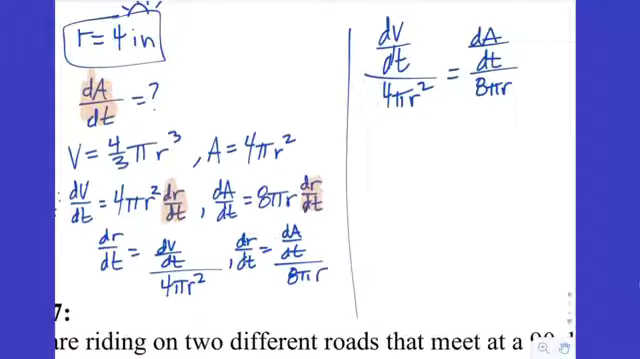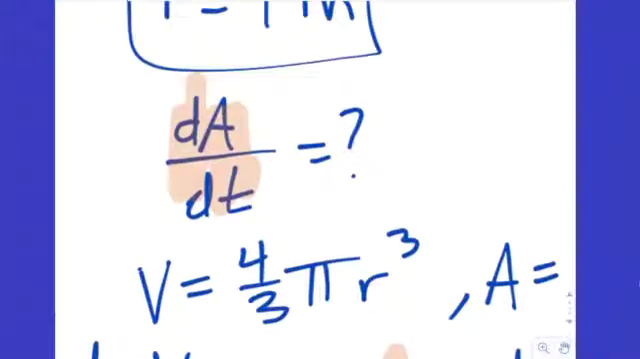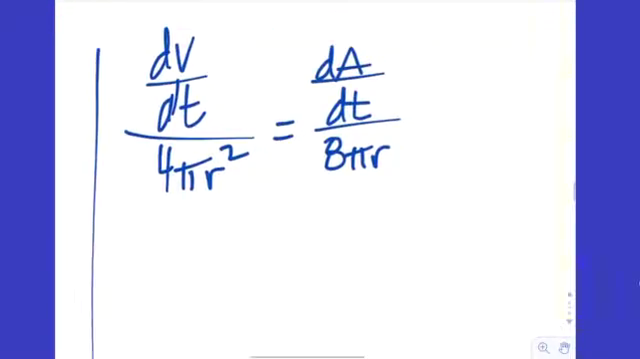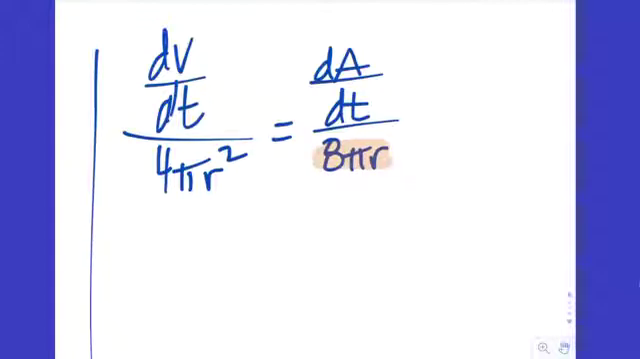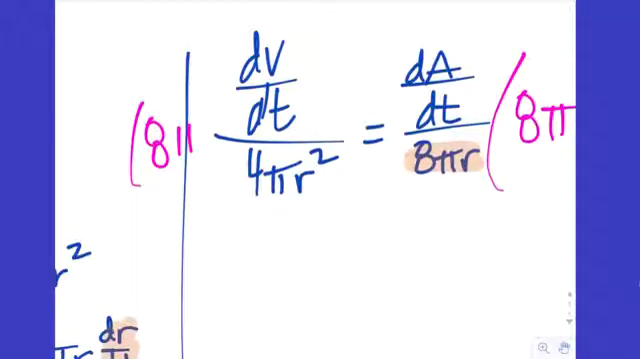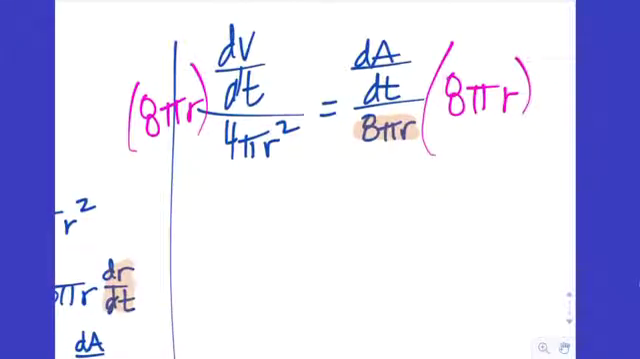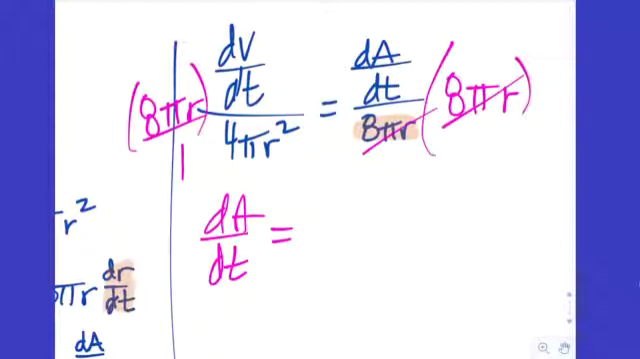And now you can plug in and then solve, or solve and then plug in. Because you have pi's and r's on both sides, I'm kind of curious what this would look like if we just keep going. If we're looking for dA/dt, it should be easier to solve for dA/dt. So let's multiply both sides of this expression by 8 pi r. 8 pi r there, and 8 pi r over here. And so these will divide out. We're left with dA/dt equals, 8/4 is going to divide out, so you're left with a 2 in the top.